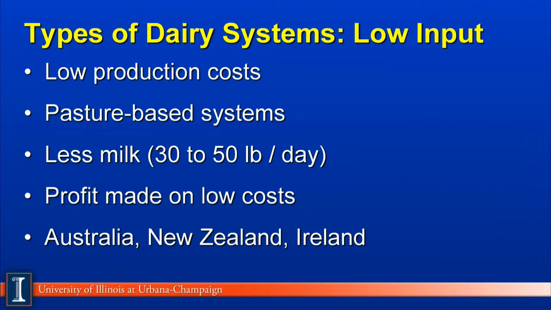The focus on making money is low costs, where in the intensive system it was more milk volume. Countries such as Australia, New Zealand, Ireland, Argentina, these countries would fall into this category, which are basically pasture-based feeding systems, and usually farmers are milking more cows per full-time equivalent compared to the other system.